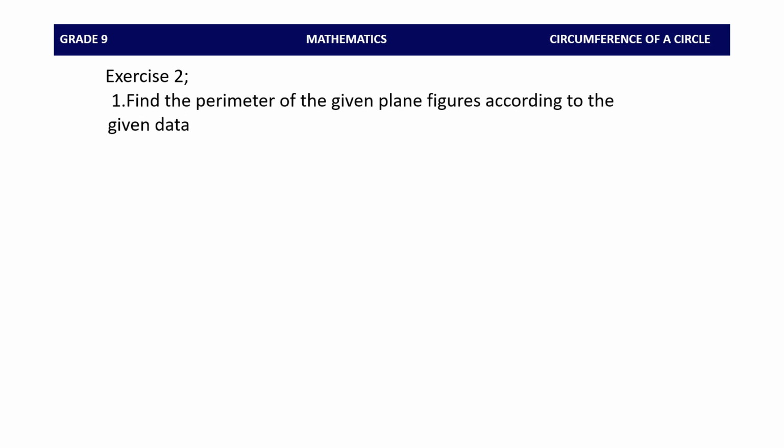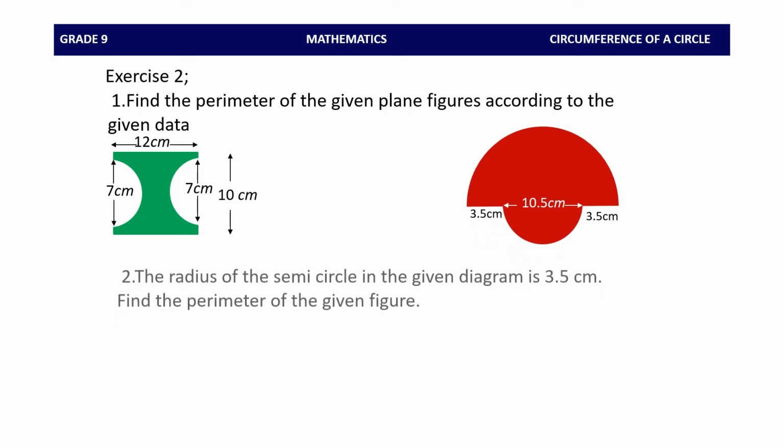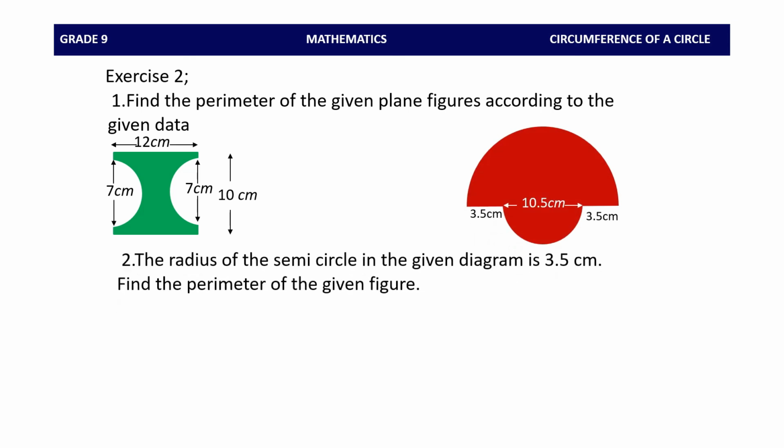Here we have done several examples. Now here is the other exercise for you to do. Exercise 2. First question. Find the perimeter of the given plane figures according to the given data. Here are the given figures. Question number 2. The radius of the semicircle in the given diagram is 3.5 centimeters. Find the perimeter of the given figure.